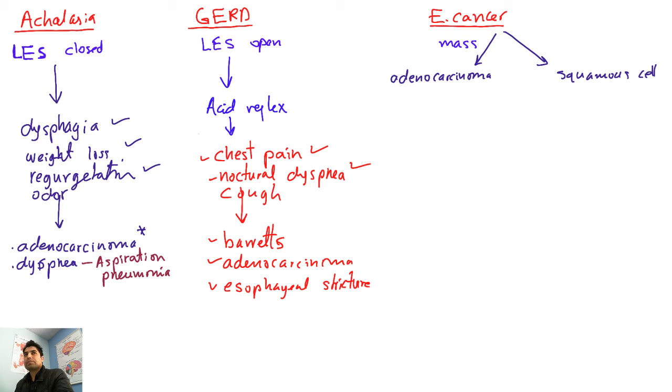What else can it cause? Asthma. Yeah, that's what we said, nocturnal dyspnea or chemical asthma. Okay. Anything else? Absolutely, aspiration pneumonia. In both cases you can have aspiration pneumonia. It's more likely with achalasia because there's enough food going, but in GERD it's mostly acid. Very good.